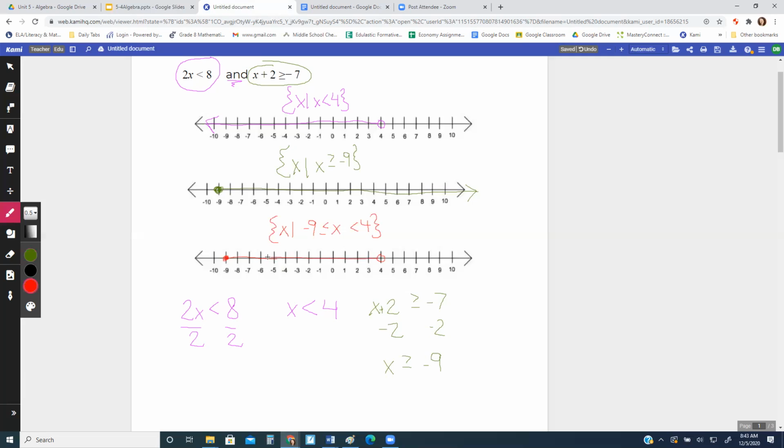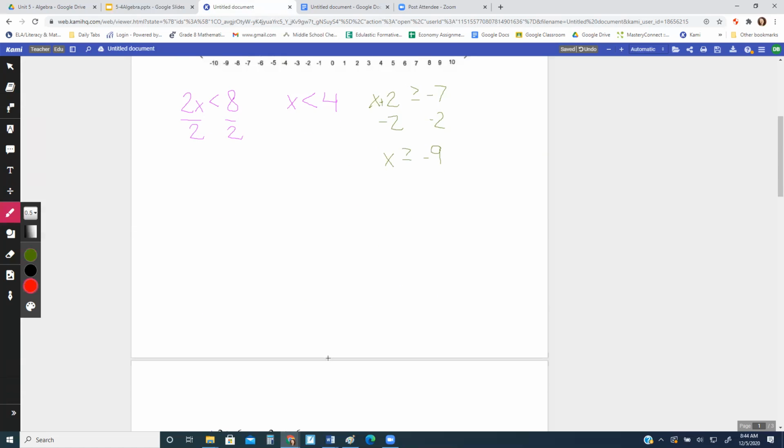So it is only the set of numbers in between -9 and 4 for which this is the solution set. So it's a very, very small set. This set was much bigger and this set was much bigger and this set got a lot smaller.